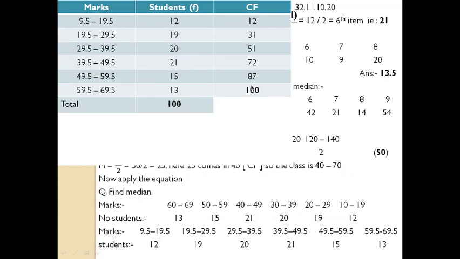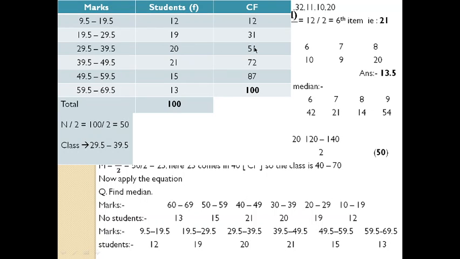Next, you need to use the equation n by 2. Remember, n by 2 has to be used. Here n is 100, so 100 divided by 2 is 50. And make sure where the 50 comes in the CF. Here the first line is 12, a smaller number, it doesn't cover 50. Next 31, a smaller number, it doesn't cover 50. And next 51, yes exactly, 50 comes under 51 because only after 50 comes 51.